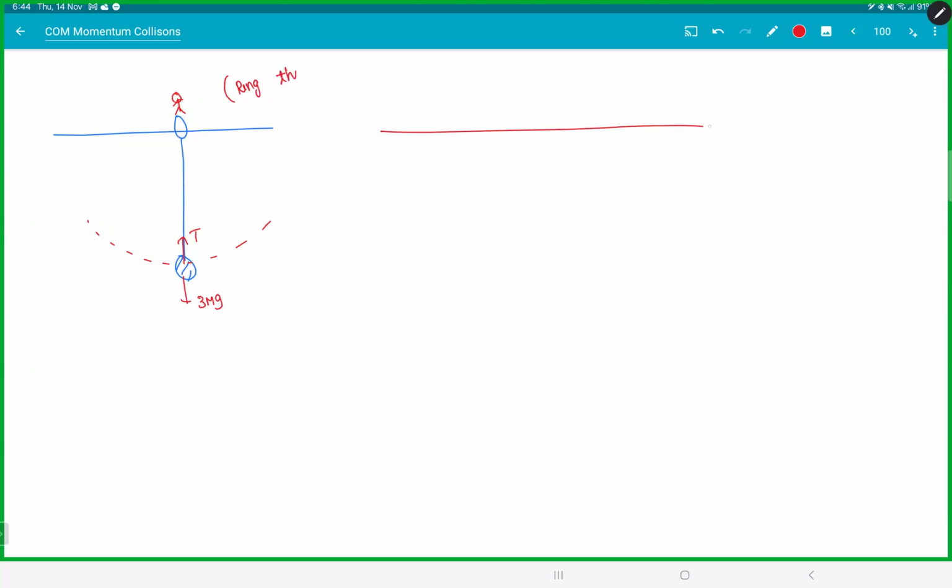Because if you look in the ground frame, this is what is happening. The ring is going forward, this is coming down. Your motion is pretty weird. You're going in a circle and you're also traveling horizontally. You are going in some weird path. So the ring thinks the ball is going in a circle. You have to stand on the ring and solve the problem.